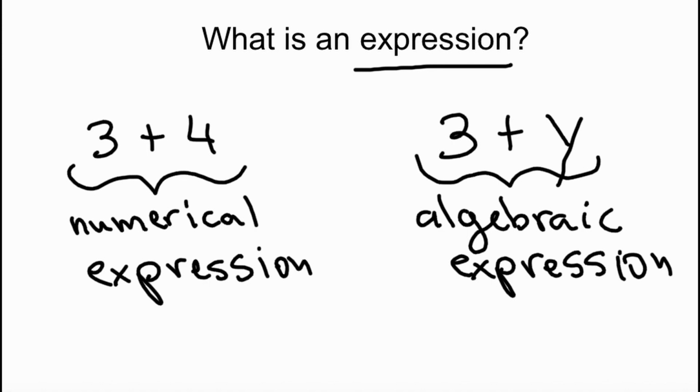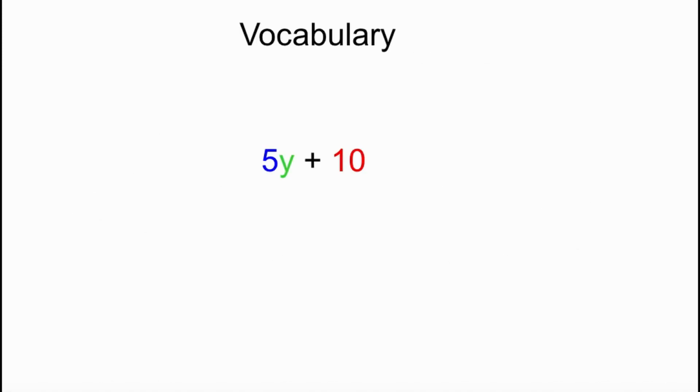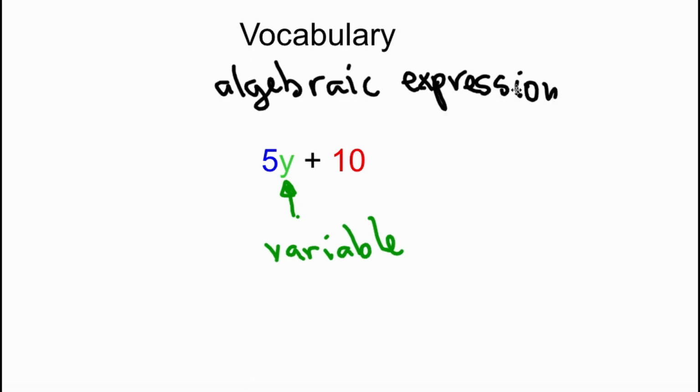Let's move on to the next part. Now let's do some vocabulary. Over here we have an expression. Now what do you think? Is this a numerical expression or an algebraic expression? Well, if you look carefully, this particular expression has a variable. Therefore, this cannot be numerical. So this entire thing is an algebraic expression.